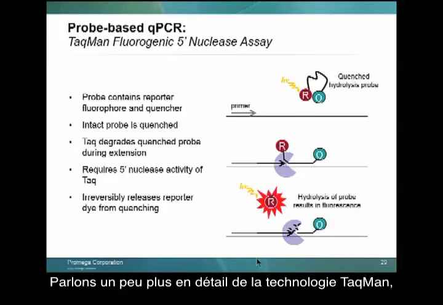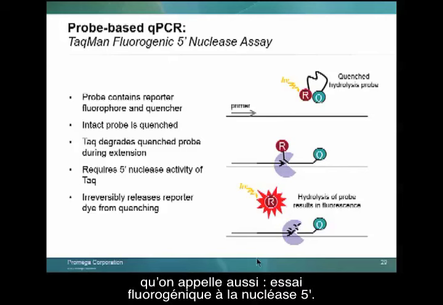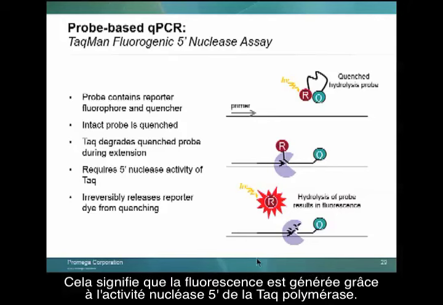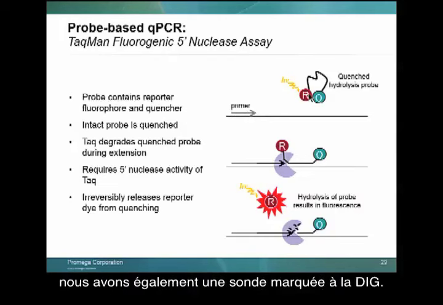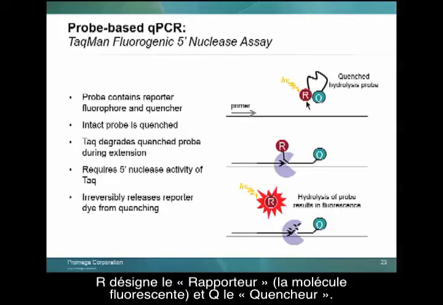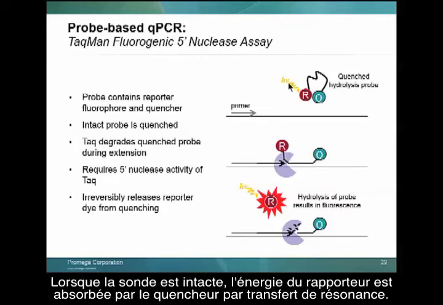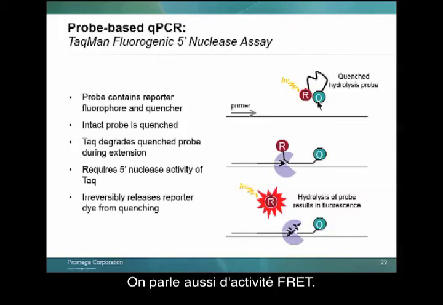So let's talk a little bit more about the Taqman assay. The Taqman assays are actually called a fluorogenic 5' nuclease assay. That means you're generating fluorescence using the 5' nuclease activity of Taq polymerase. So in addition to your unlabeled primers, which I'm only showing one here, you will also have a dye-labeled probe, and I'm using R for reporter, Q for quench. When that probe is intact, the energy of the reporter will be transferred to the quench by resonance transfer, so this would be a FRET activity.